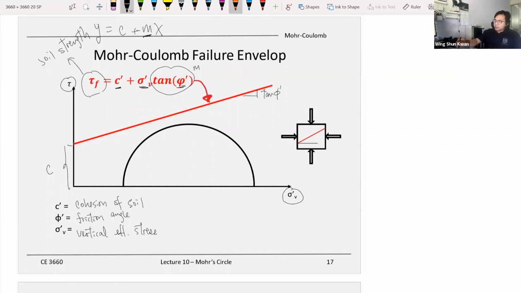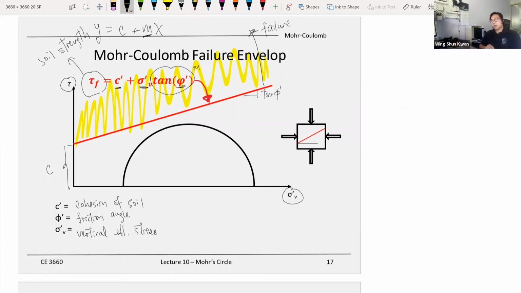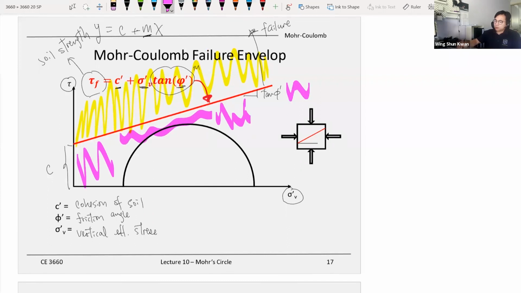And this envelope over here defines two domains. Whatever is above it means failure. So when your stress is greater than or touching the line right there, which means the stress combination is large enough to fail the soil. And whatever is below it, this is stable.